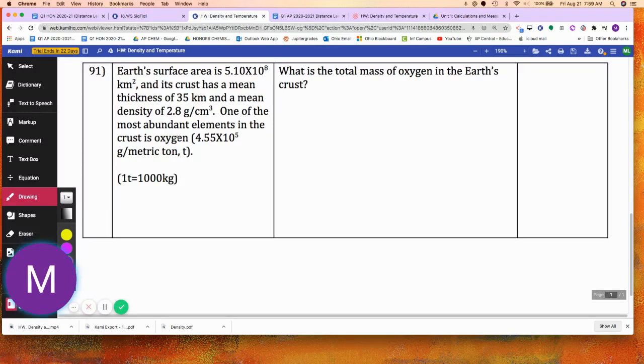This problem is very similar to the gold in the ocean problem, but in this case, you're now looking for the amount of oxygen in the Earth's crust. So it says the Earth's surface area is 5.1 kilometers squared. As you can see, this is the area, just like the area of the ocean. And its crust has a mean thickness, so this would be the height. And the density, again, of the Earth.